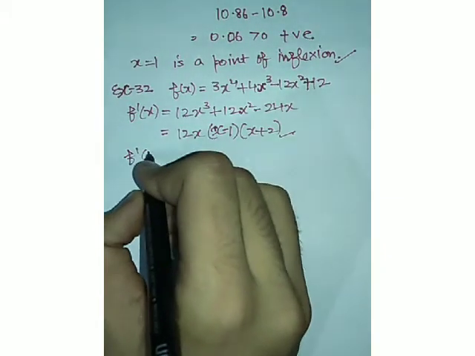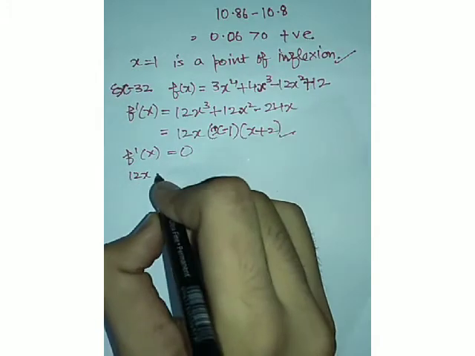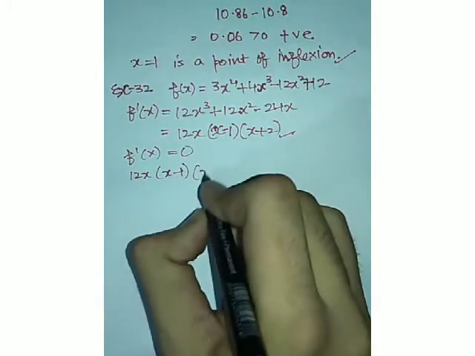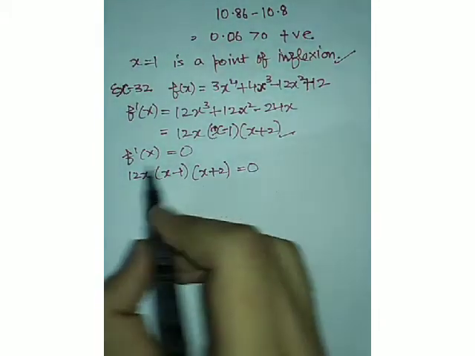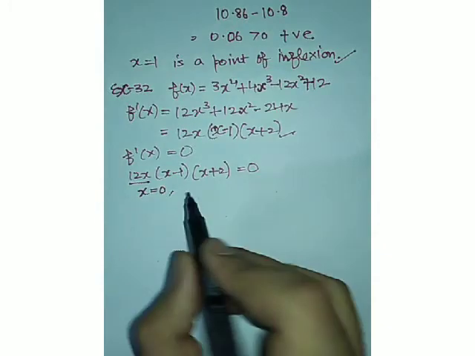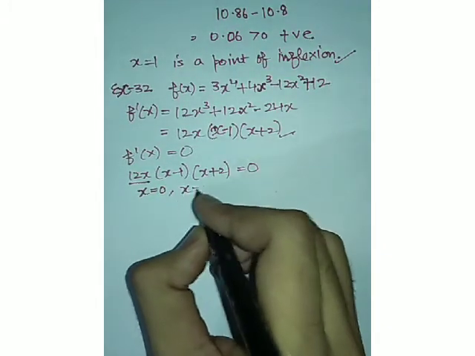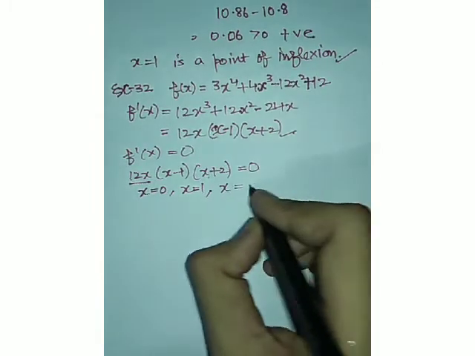Now we will put f dash x equals 0. What will you get? 12x, x minus 1 and x plus 2. Now here there will be three values. Firstly, if 12x equals 0, then x equals 0. If x minus 1 equals 0, then x equals 1. If x plus 2 equals 0, then x equals minus 2.